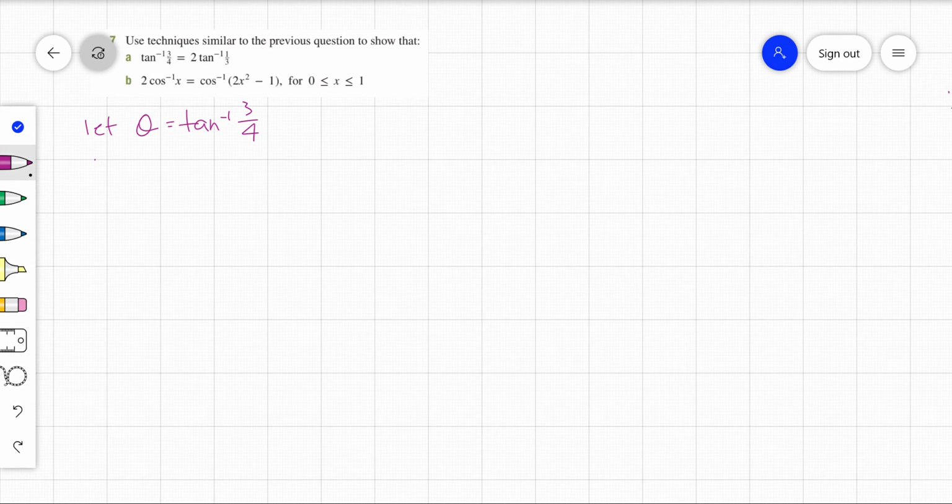Alright, the first thing we're going to do is let the angles equal something. So inverse tan 3/4 is an angle, so let theta equal inverse tan 3/4. And this part, inverse tan of a third, is also an angle. So let's let alpha equal inverse tan of a third. And from that, we have tan alpha is equal to a third.